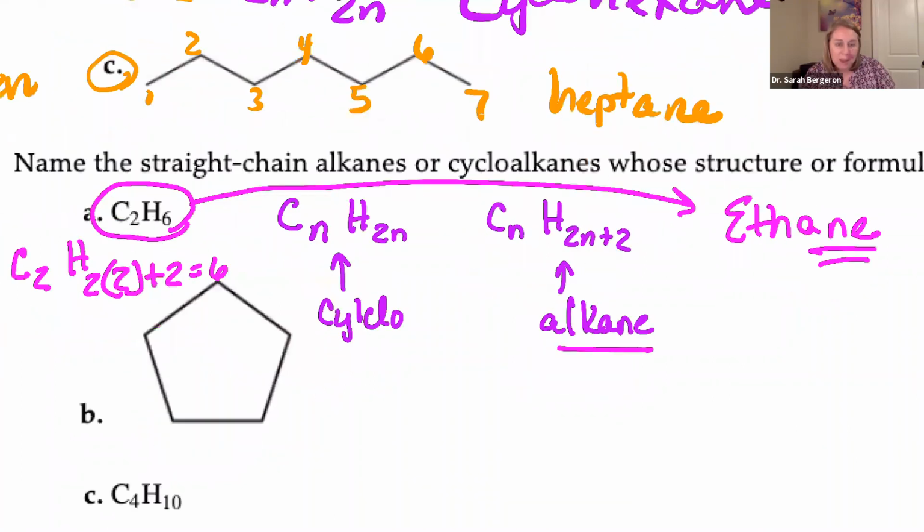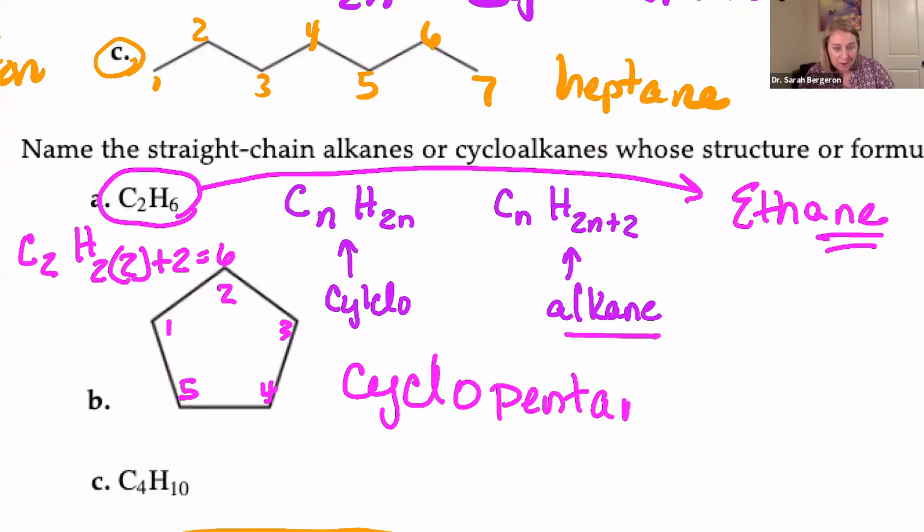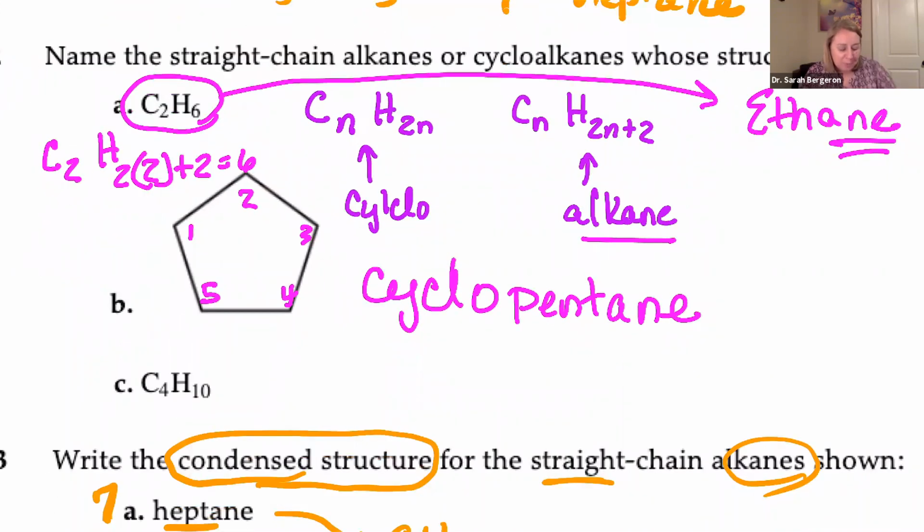Okay, now look at B. You're looking at the structure, so I can tell you right away it's going to be cyclo. Now I just need to count how many carbons I have. You can start anywhere: 1, 2, 3, 4, 5. Remember, it's me, eat, peanut butter, and then you pick up on 5, which is pentane. So it's cyclopentane.